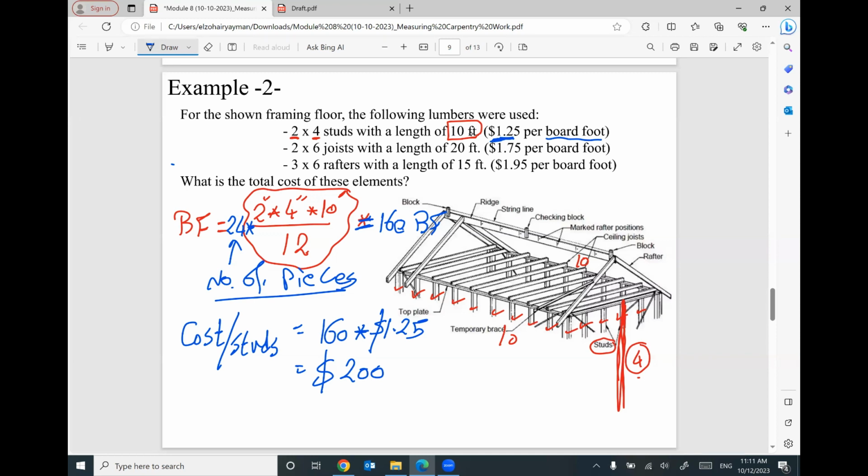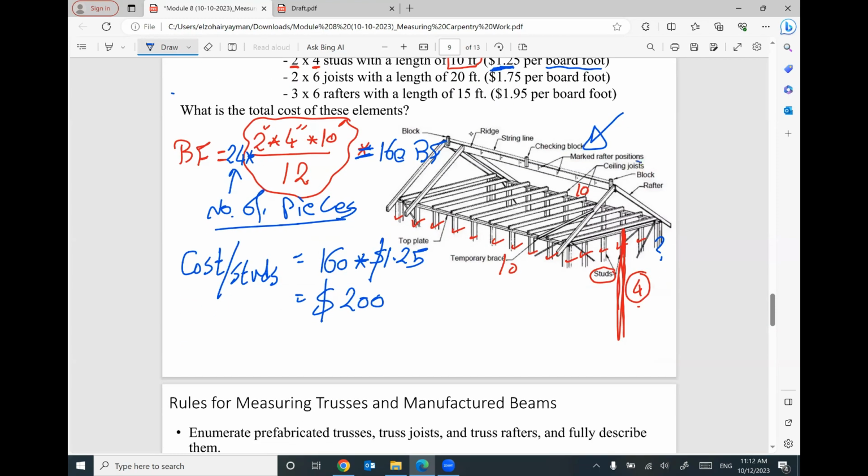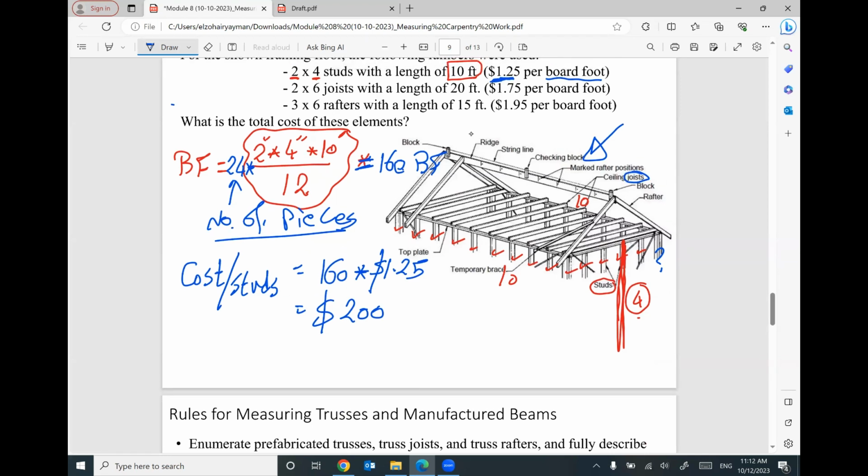This point is very important. You have to expect something like this in your coming exam. But probably I will give you some information in a different way. I will not give you this sketch, maybe in a different way to figure out how many studs. Does that make sense?